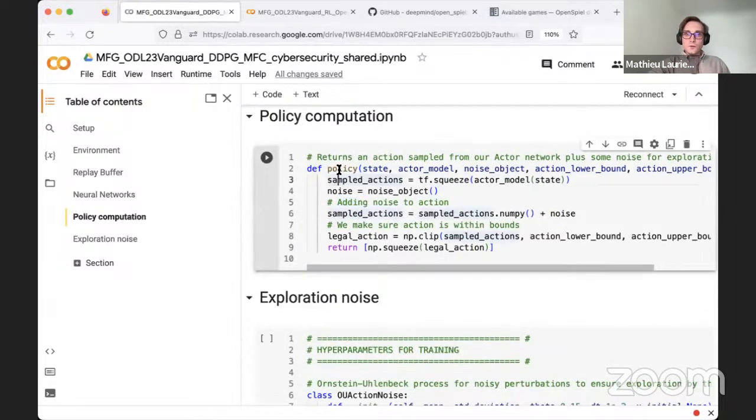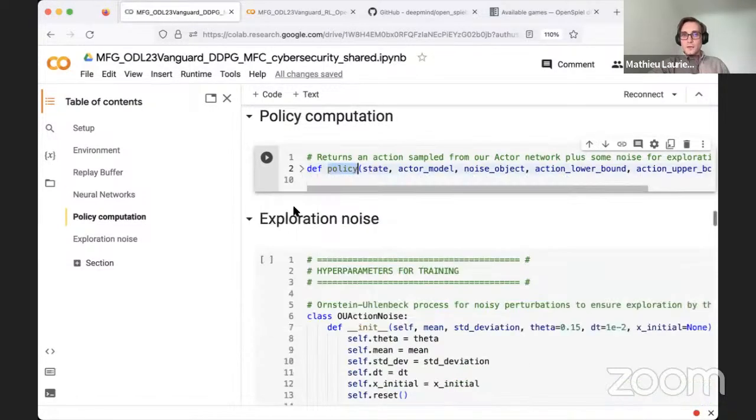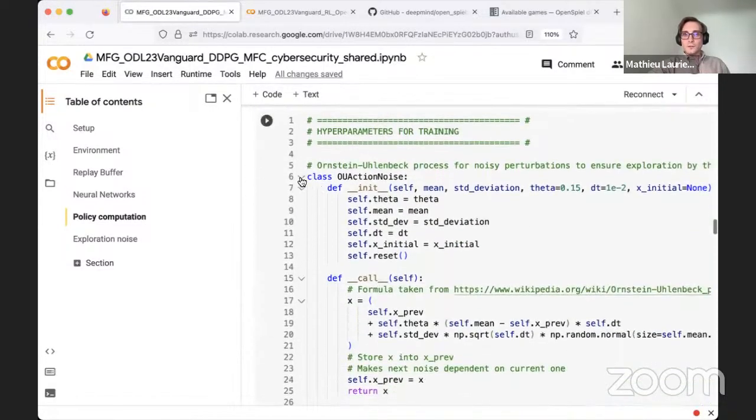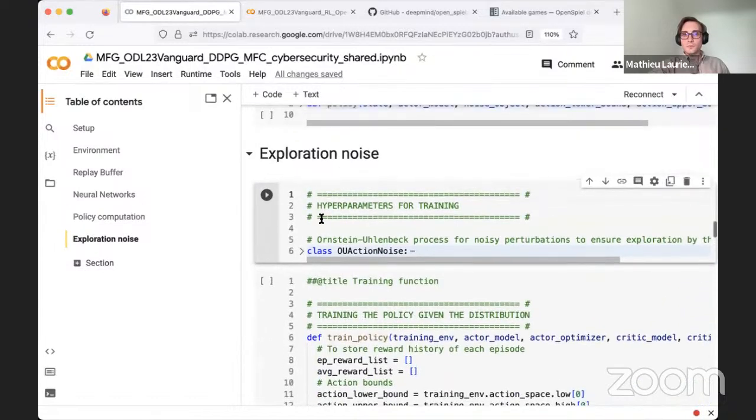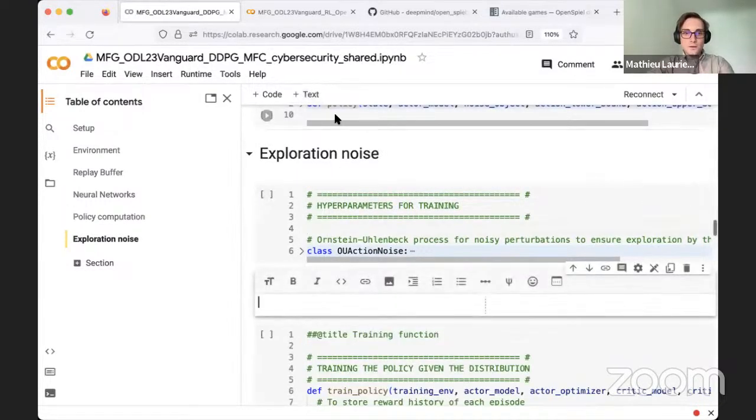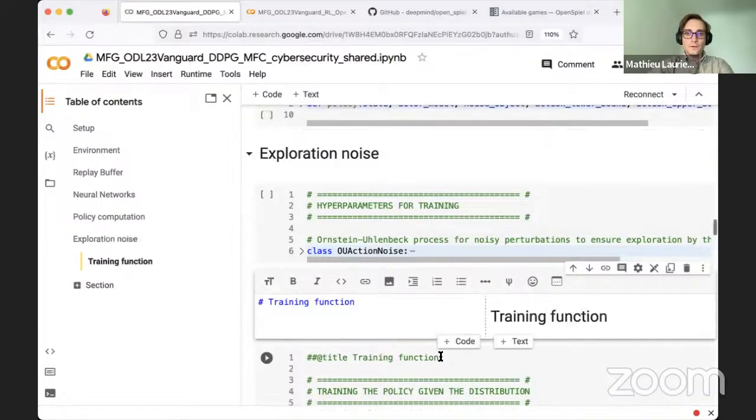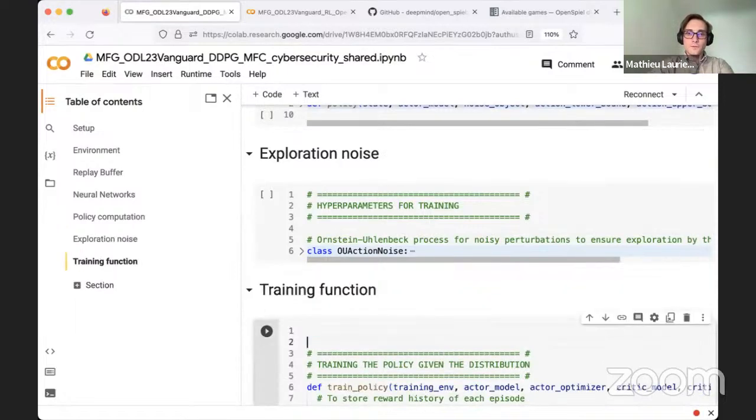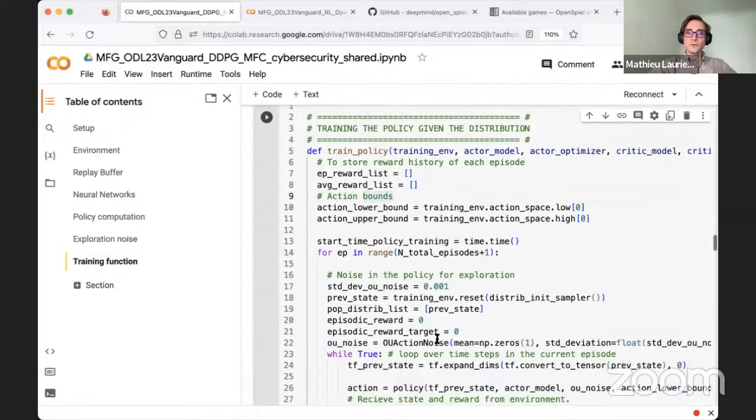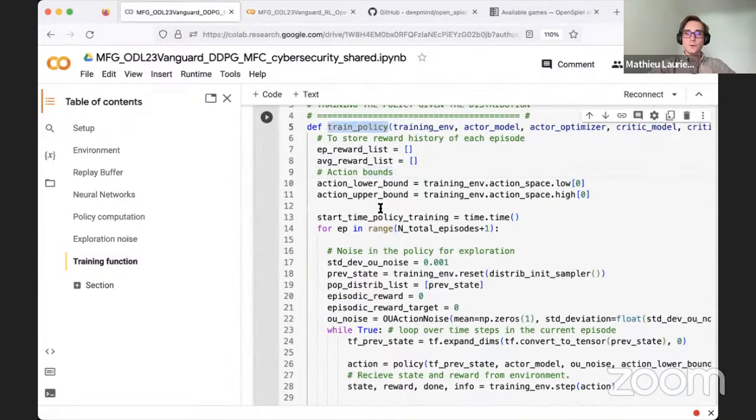This is to compute the policy. So this is to sample an action from the actor. This is to do the exploration noise. And here, sorry, I should add, this is what I was looking for, actually. We should add the training function. And this is really the function that would be in charge of doing the training. So this is the important function you want to look at, this train policy.